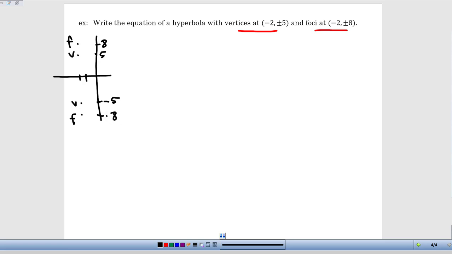The first thing that is obvious is we're working with a vertical axis, so everything is lined up in the same vertical line. If we go back to our templates up above, we can see that means we're looking at a hyperbola where the y squared comes first: y minus k squared over a squared minus x minus h squared over b squared equals 1. That's the equation where we have to fill in all of our information.